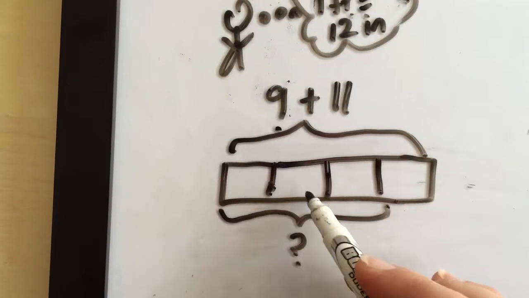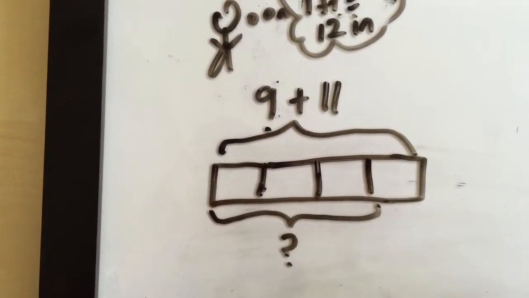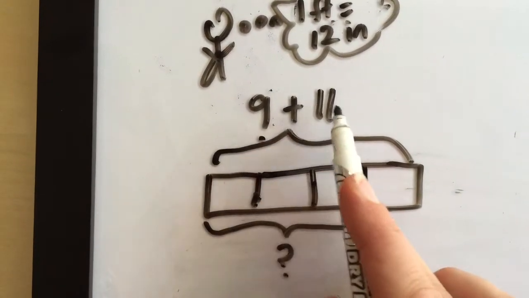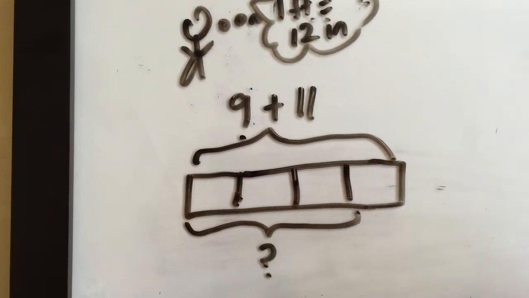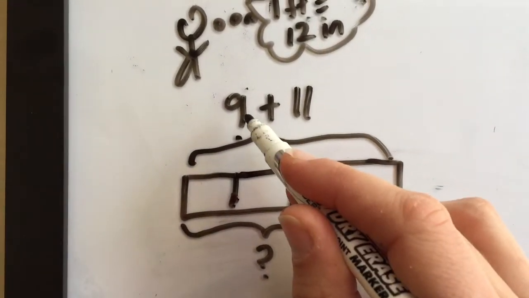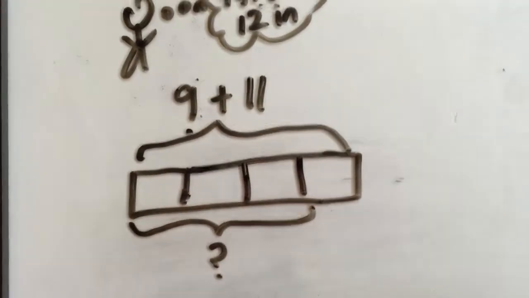Mark is what this part is equal to. So let's start with our whole. Our whole is equal to 9 plus 11. What's that fancy math word for when we're adding? A sum. I would call this the sum of 9 and 11. Let's write that down.